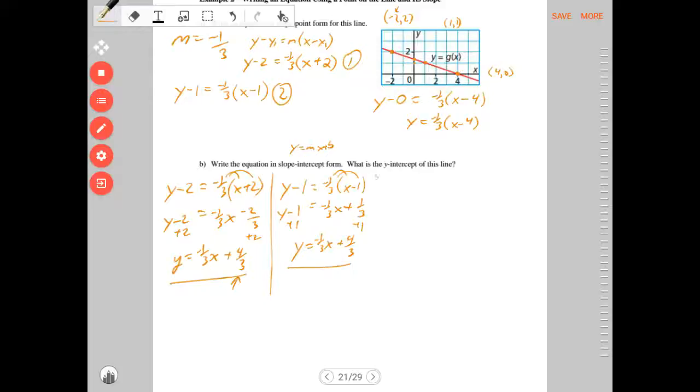And of course it's going to be the same way with this next one: y equals negative 1/3 x minus 4. That just distributes, so y equals negative 1/3 x. Now negative 1/3 times negative 4 is positive 4/3. So as you can see, regardless of which form I started with, they all give the exact same y equals mx plus b equation. So y equals 4/3, that is the y-intercept.